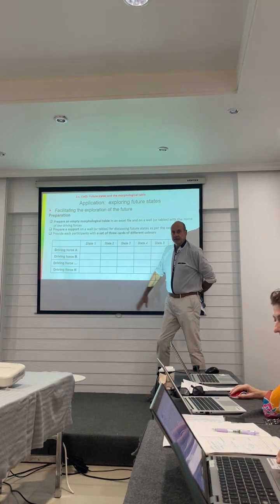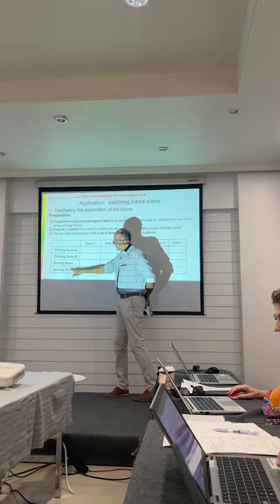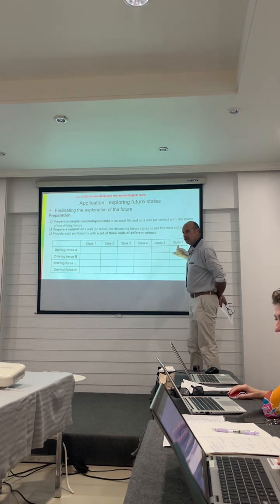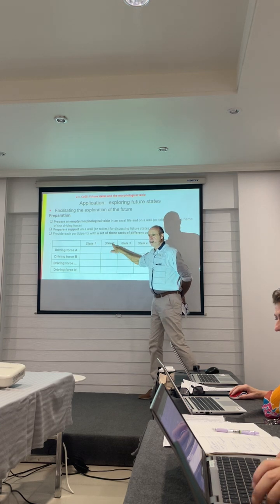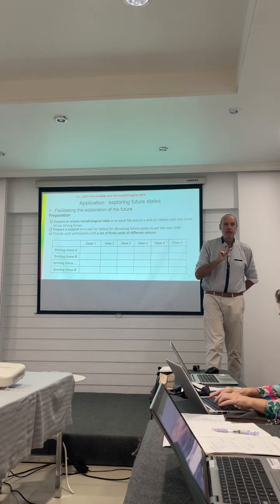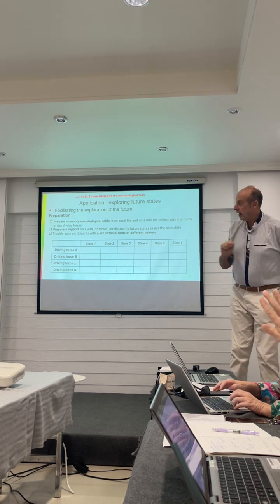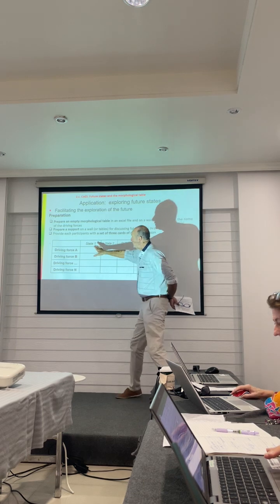You create on Excel a table with a column here and 6 columns here with the names state 1, state 2, state 3, state 4, state 5. You create this table.